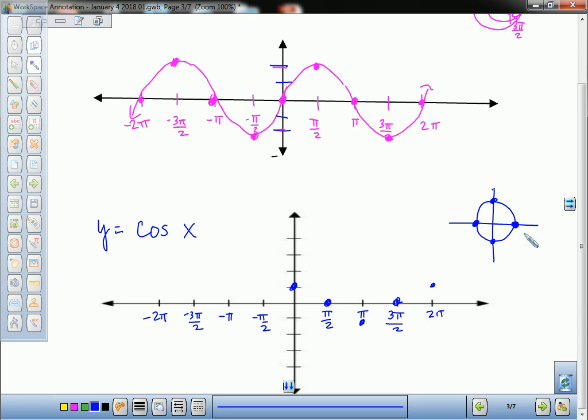And if we went backwards, negative pi over 2, what's the x value? 0. The x value here at negative pi is negative 1. What is the x value here at negative 3 pi over 2? 0. And then the x value is positive 1. So this is what our graph does.